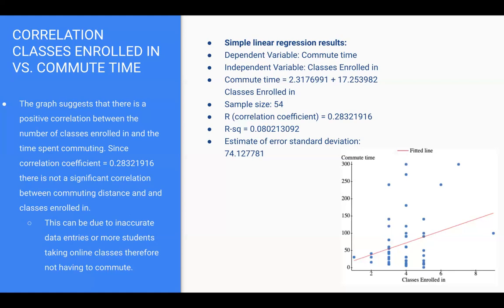This can be due to inaccurate data entries or more students taking online classes, therefore not having to commute. Although the actual correlation coefficient shows that it wasn't very significant, I do believe that there should be a positive correlation, just because the more classes that you are taking, if they are in person, the more you will be commuting from wherever you are to the school, which would cause it to increase.